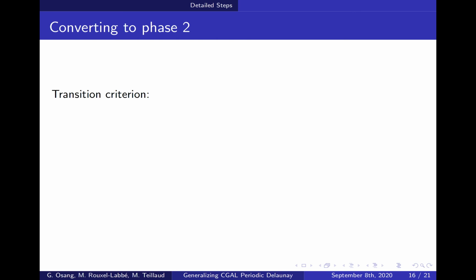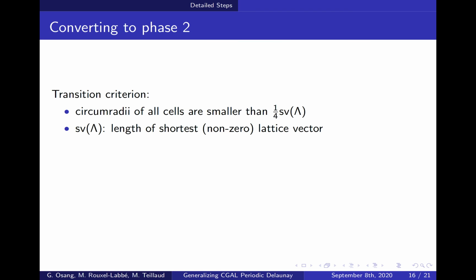Okay, so now we've talked about this. So what is this mysterious transition criterion that I've mentioned before, which somehow guarantees that we only need to use one copy of every input point and we can use our periodic triangulation data structure? Basically, it says, if SV is the length of the shortest non-zero lattice vector, and the circumradii of all the cells are smaller than 1/4 of this length, then all the conflict zones in all future insertions will be contractible, which means the Boyer-Watson algorithm will work.